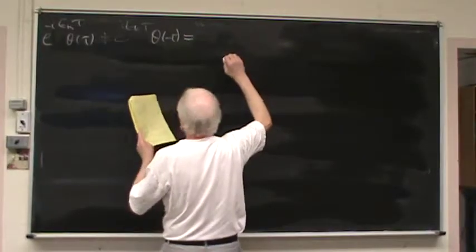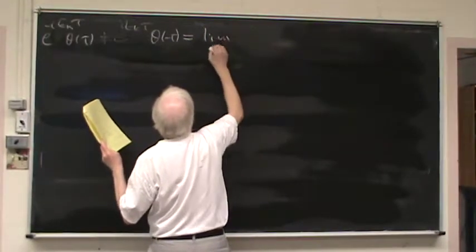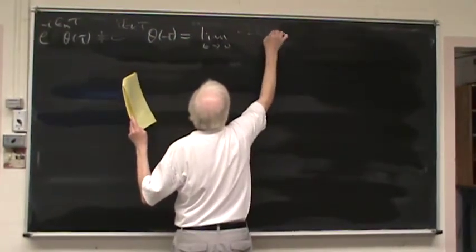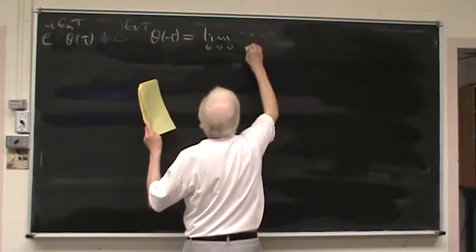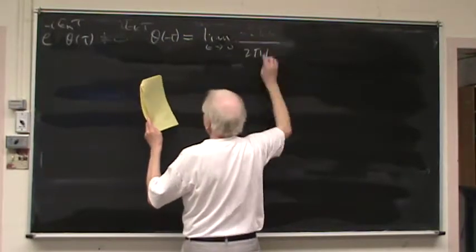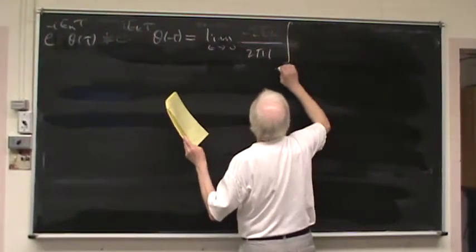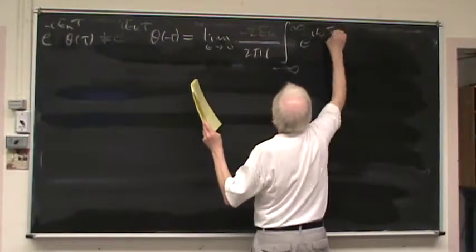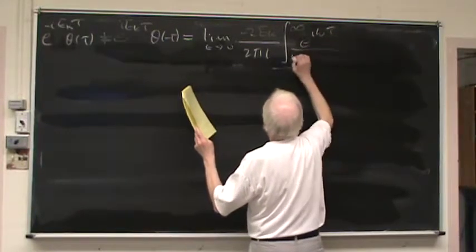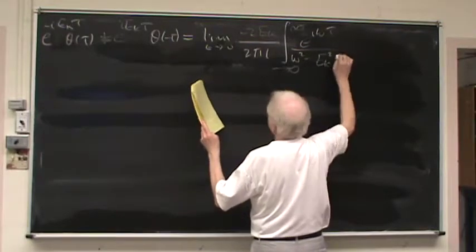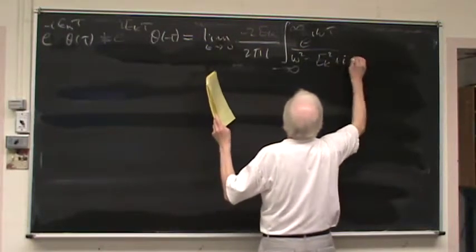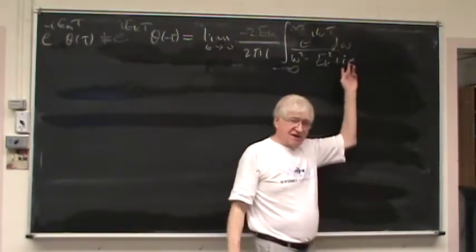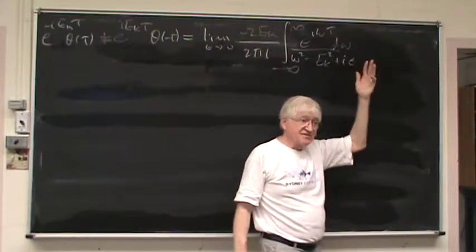We want to say that this is going to be a limit epsilon going to 0, minus 2ek over 2 pi i, and now an integral from minus infinity to plus infinity, e to the i omega tau over omega squared minus ek squared plus i epsilon d omega. All right, this i epsilon is the famous i epsilon in the Feynman propagator.